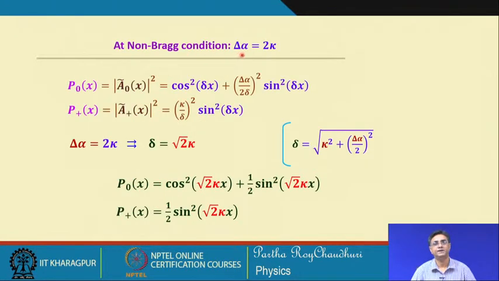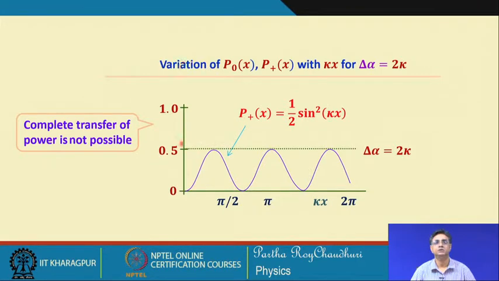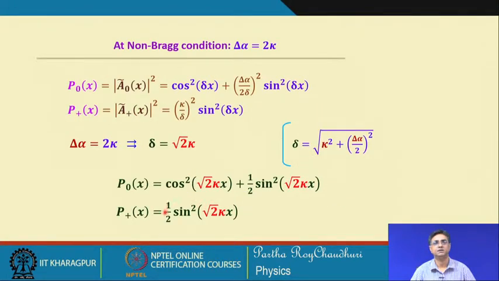At non-Bragg condition, when we have substituted delta alpha equal to twice kappa, then you can see that the power variation will be given by this equation we have seen, and now we look at the power variation here. The maximum power, which corresponds to plus order power, cannot go beyond 50%. You can see plus of half sine square kx, which is given by this equation.